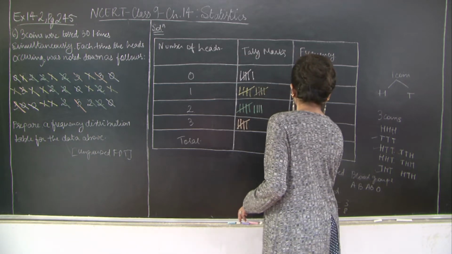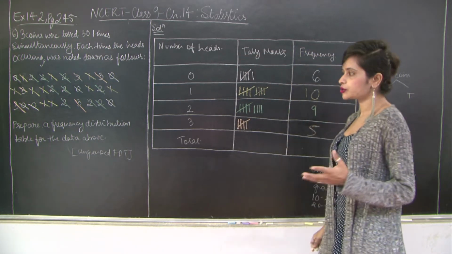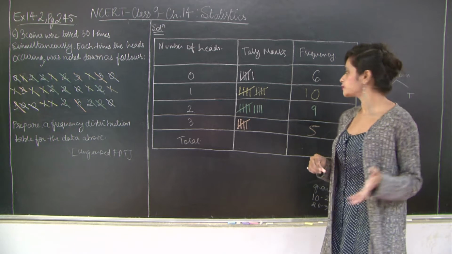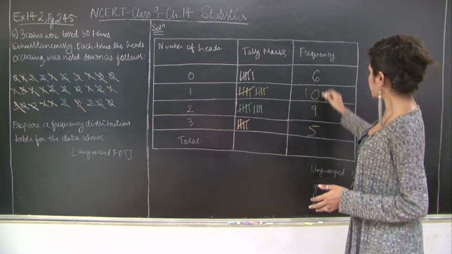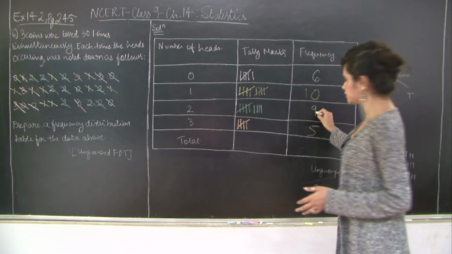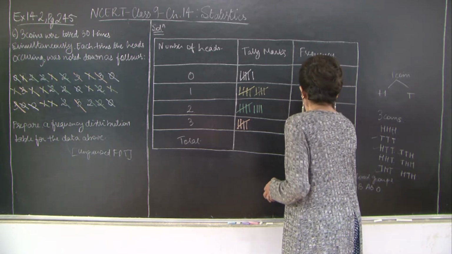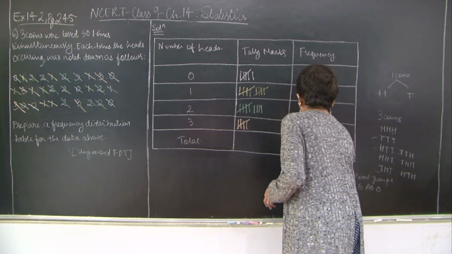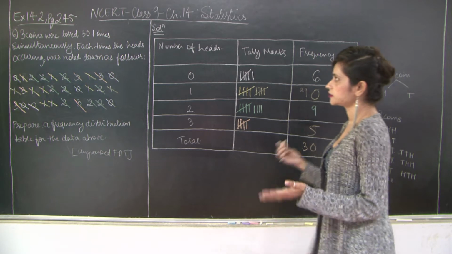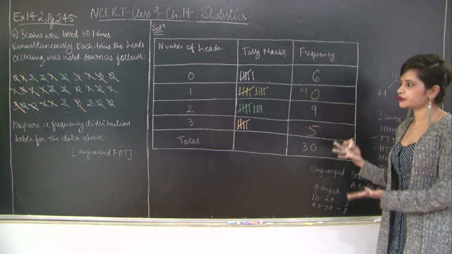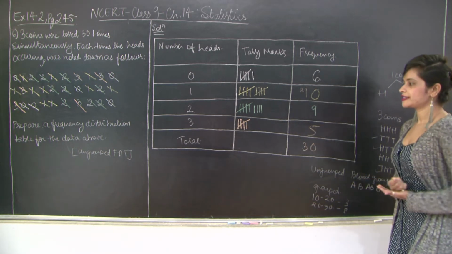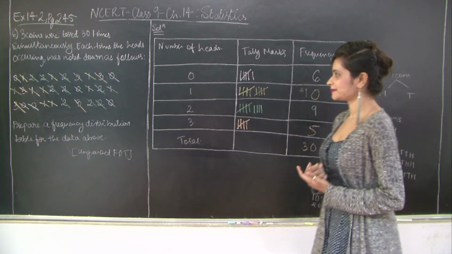So this is 5. Now let's do the total just to confirm whether we have struck off each observation. So 6 plus 5 is 11, 11 plus 9 is 20. Carry over 2, 2 plus 1 is 3. So 30. So this is the solution to your question number 6. Pretty simple, isn't it? Please take a look.